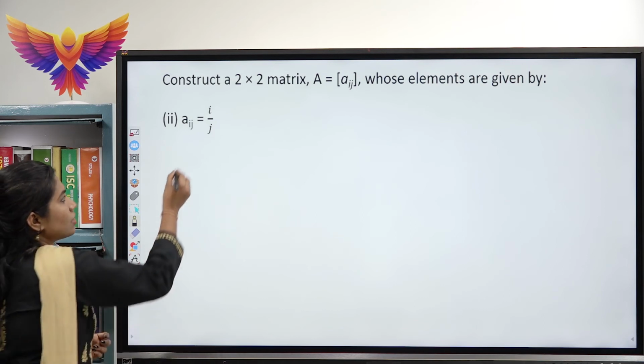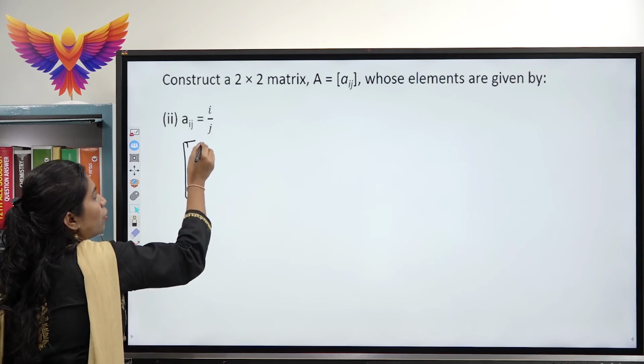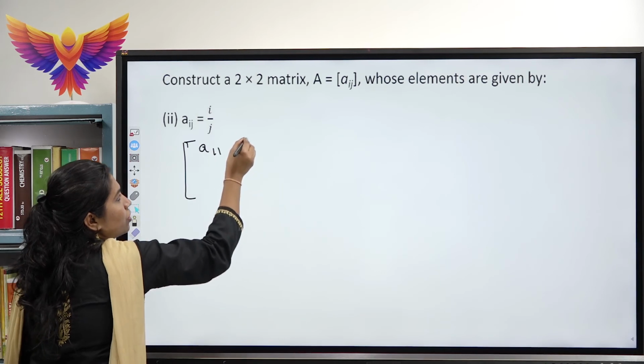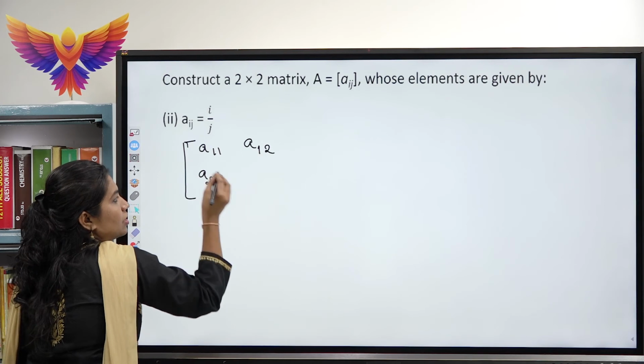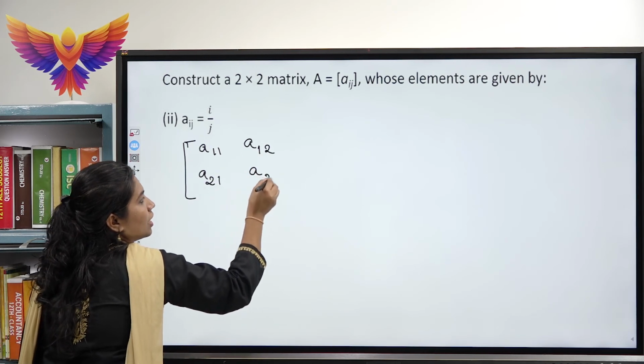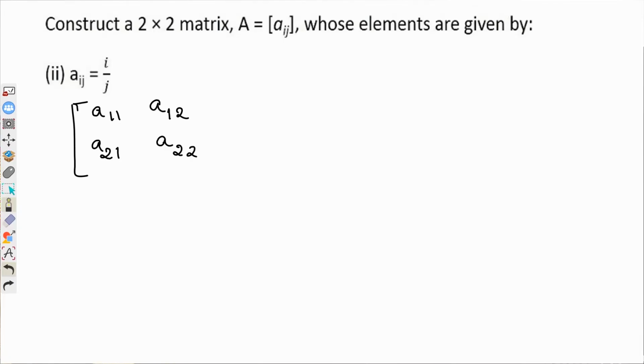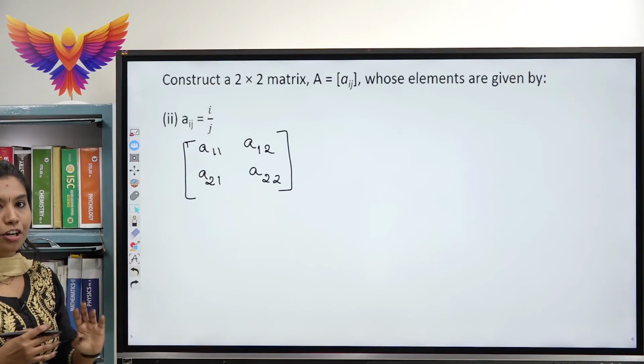As I already discussed, we are supposed to find out A11, first row first element, first row second element, second row first element and second row second element. As usual, we consider i and j based on the given condition here. If it is a 3 cross 3 matrix, then again A11, A12, A13, A21, A22, A23, A31, A32, A33. So depending on what matrix they have asked, we need to work on that.